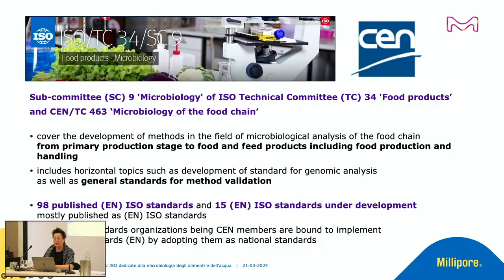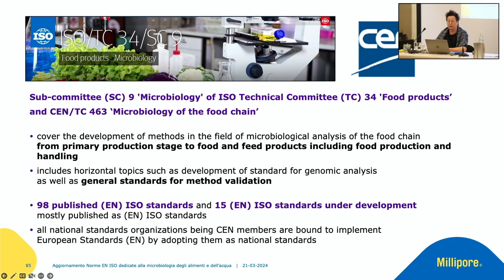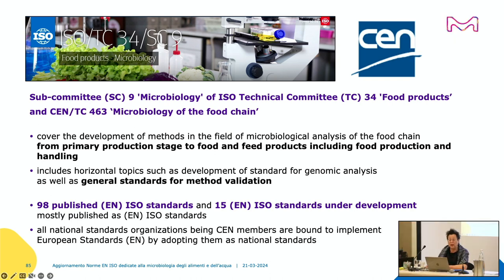So, coming now to a general introduction, we have in food microbiology the subcommittee 9, microbiology, of ISO technical committee food products, and in CEN the same structure. These are covering the development of methods in the field of microbiological analysis of the food chain from the primary production stage to food and feed products, including the food production and handling, so the whole chain of food microbiology. It includes general standards, so-called horizontal standards, for method validation, for example, for sample preparation. And currently we have nearly 100 published standards and 15 active projects.